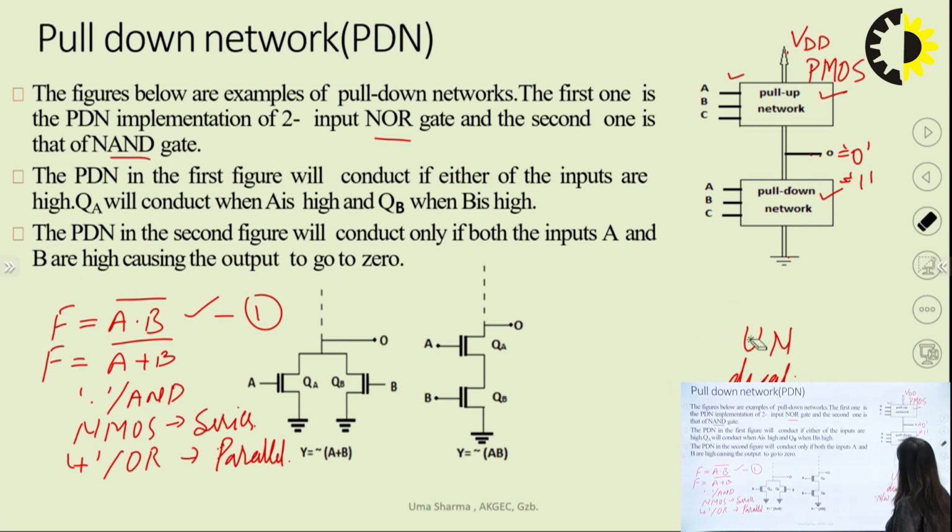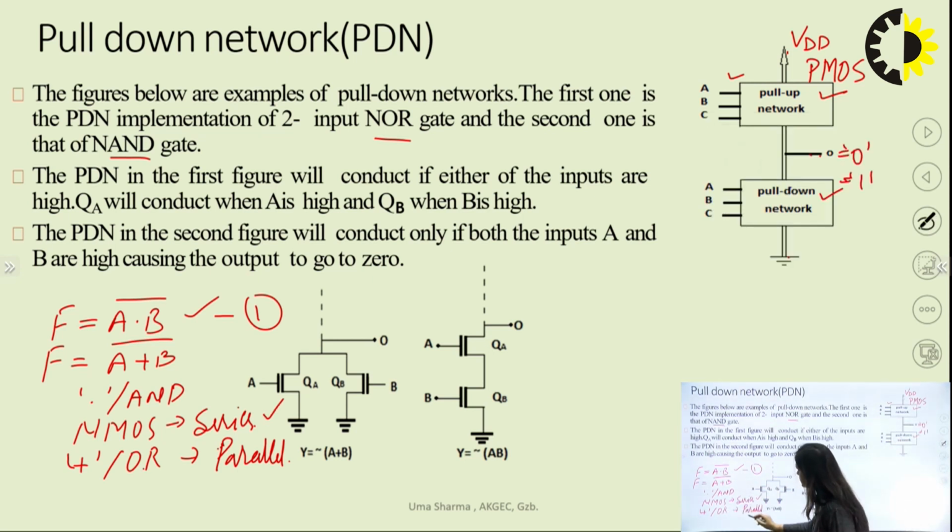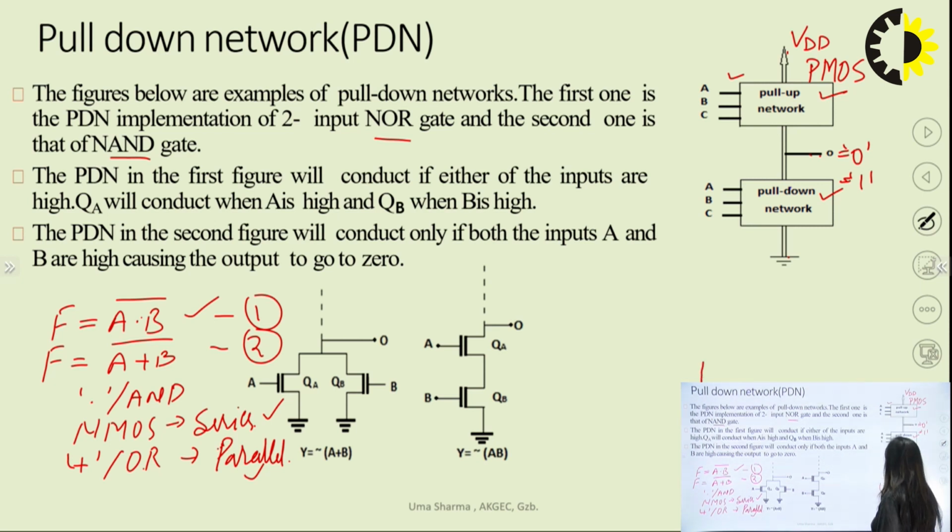As I have already told you, for the AND operation, the transistors should be connected in series, and for the OR operation, transistors should be connected in parallel. I am talking about this equation 1. Here between A and B there is a dot operator, that means I have to use two transistors, and as per the rule these two transistors must be connected in series. So this is A and this is B, and you know that the PDN is connected with the ground. So this network is connected with ground and this node is the output node.